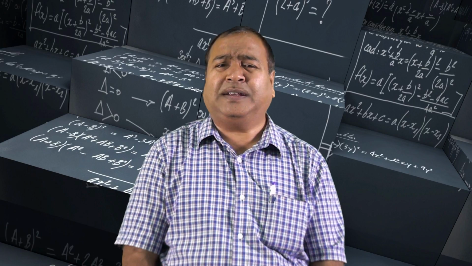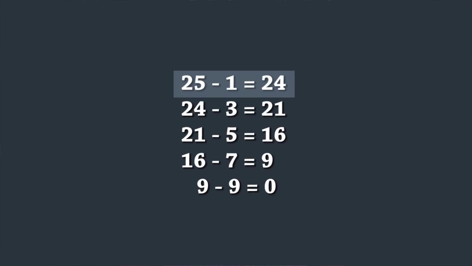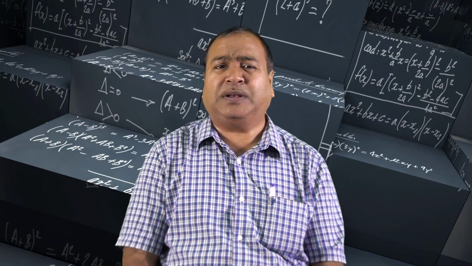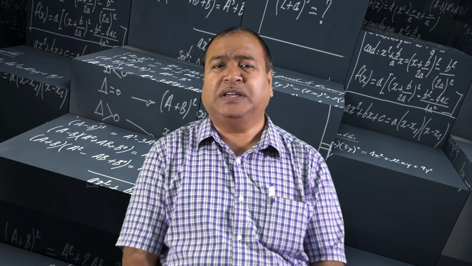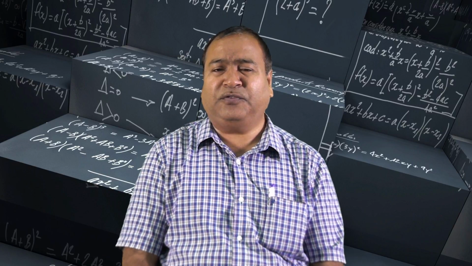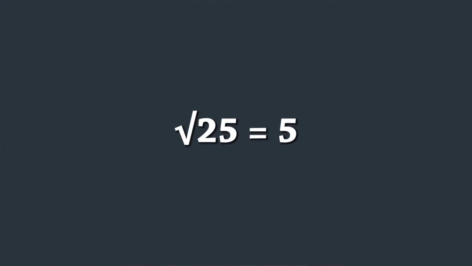Let us take an example by using this technique. What is the square root of 25? Let us observe the following subtractions. 25 minus 1 is equal to 24. 24 minus 3 is equal to 21. 21 minus 5 is equal to 16. 16 minus 7 is equal to 9. And 9 minus 9 is equal to 0. Hence, from 25, we subtracted successively odd numbers starting from 1 and obtained 0 at the fifth step. Therefore, square root of 25 is equal to 5.